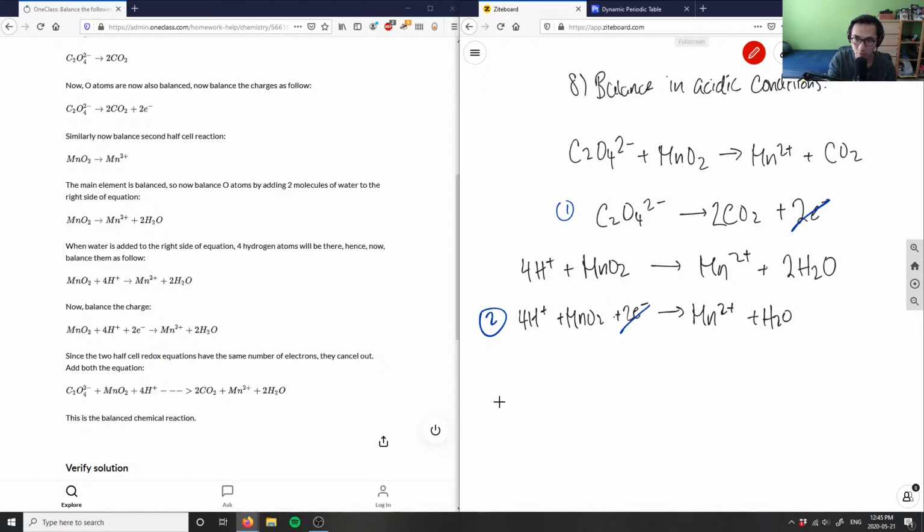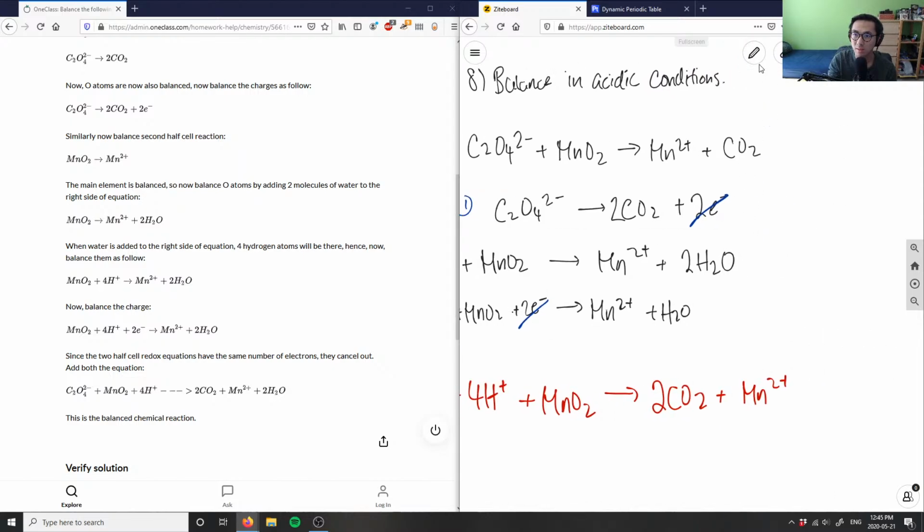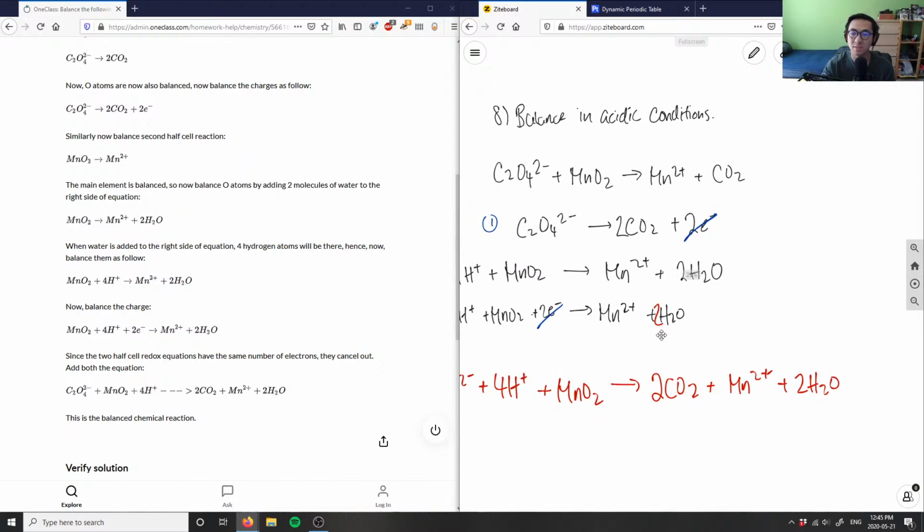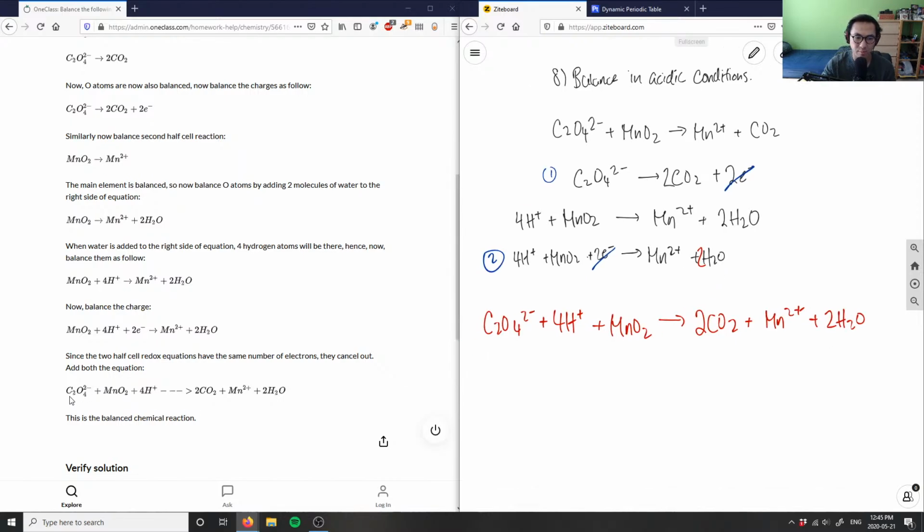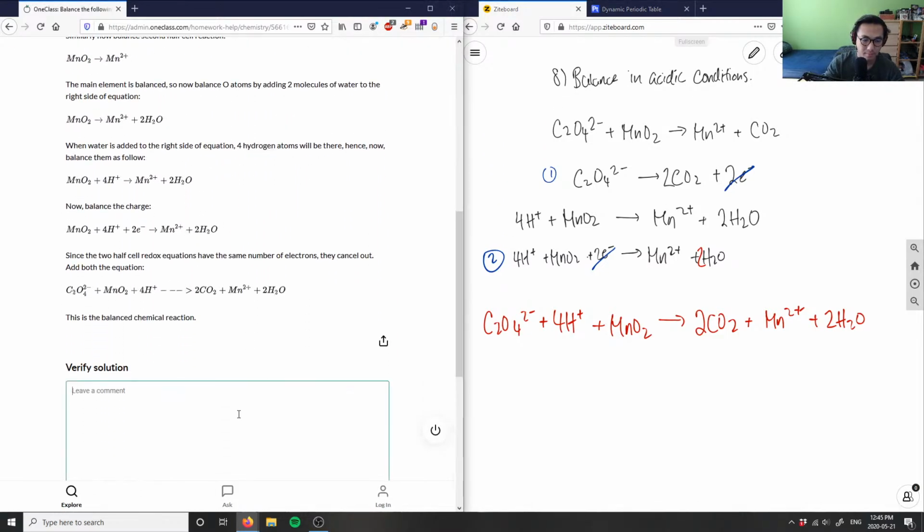So I have C2O4 2 minus plus everything on this side here, which is 4H plus and MnO2, is going to yield everything on this side. So 2CO2 plus Mn2 plus plus 2H2O. Sorry, I forgot the 2 here. And this here is the solution for my problem. And I believe they got the question right. They have C2O4 2 minus plus MnO2 plus 4H plus, which is good, yields 2CO2 plus Mn2 plus 2H2O. So this solution is correct.